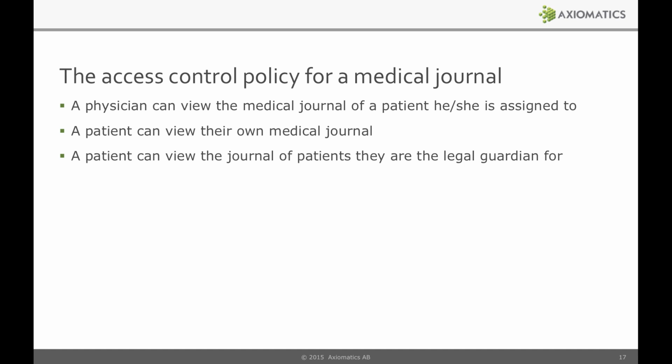And if we look at the policies that the policy server has been configured with, typical examples, and these are HL7 examples: a physician can view the medical journal of a patient he or she is assigned to, number one. Number two, a patient can view their own medical journal. And lastly, a patient can view the journal of patients who they are the legal guardian for. So there's a delegation, proxy-delegate relationship here.